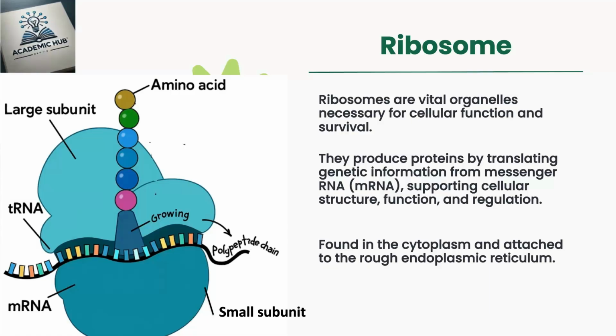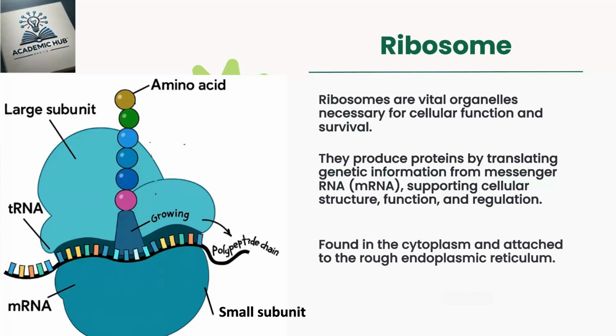For example, insulin production in the pancreas. The pancreas produces insulin, a hormone that regulates blood sugar level. The ribosome translates the insulin gene into an insulin protein, which is later released into the bloodstream.